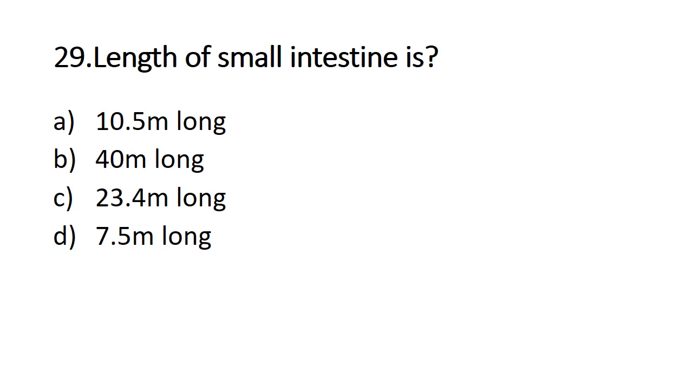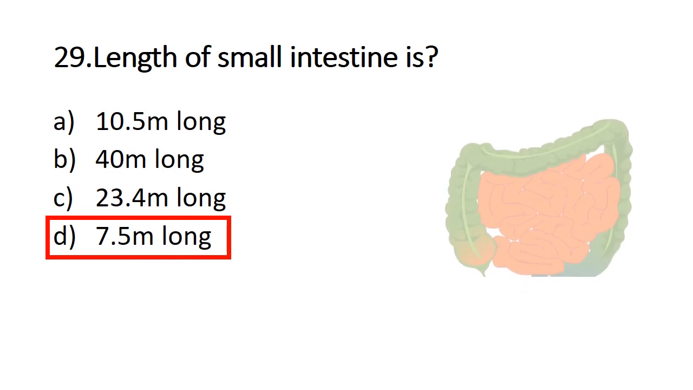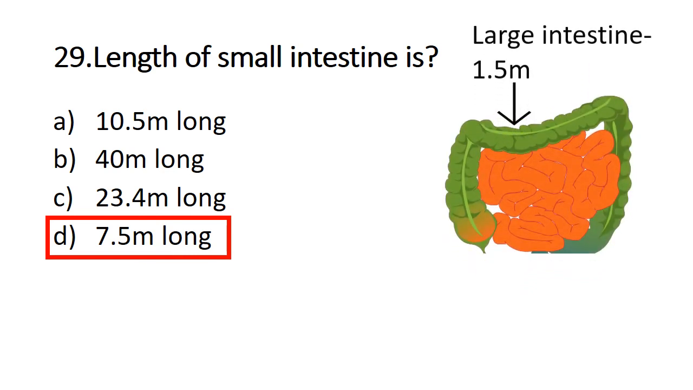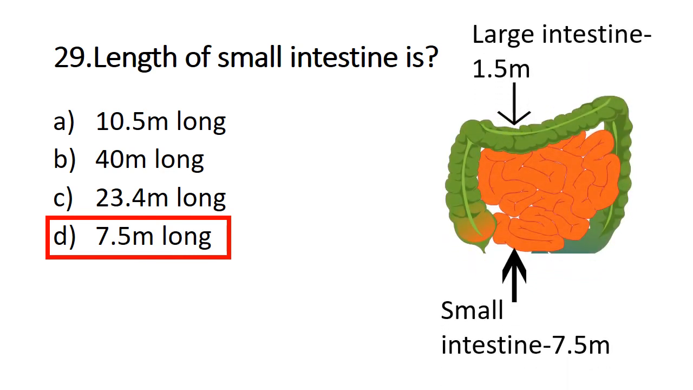Length of small intestine is: A. 10.5 m long, that is meter. B. 40 meter long, C. 23.4 m long, or D. 7.5 m long. What is the length of it? So, the correct answer is option D. 7.5 m long. As you can see over there, the large intestine is 1.5 meter and the small intestine is 7.5 meter. So, the small intestine is longer than the large intestine.